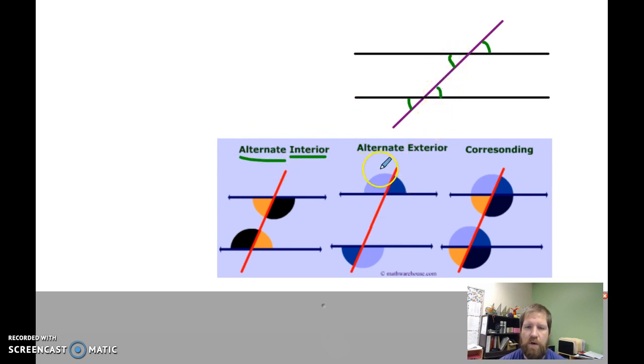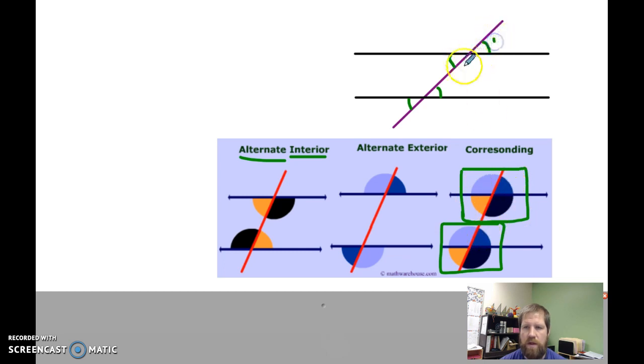Okay? Same thing for alternate exterior angles. This is below the transversal and outside of the parallel lines. This is above the transversal and outside of the parallel lines. So these two angles are alternate exterior and they are equal. Okay? And then we have corresponding lines, or corresponding angles. Okay? So if we, again, draw that little box, angles that correspond with each other, meaning they're in the same place, are going to be equal.